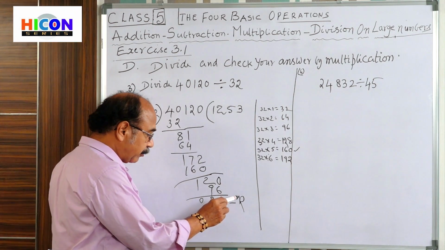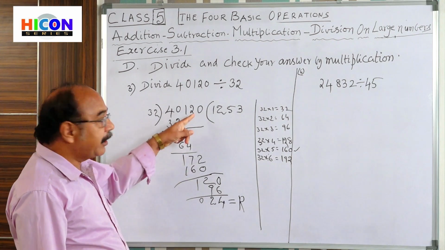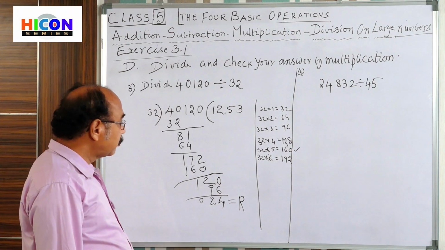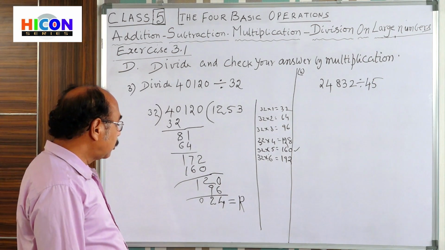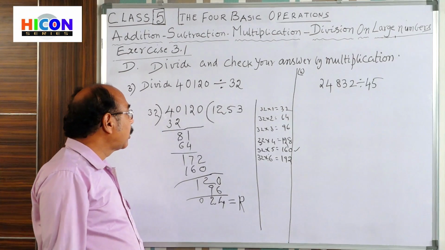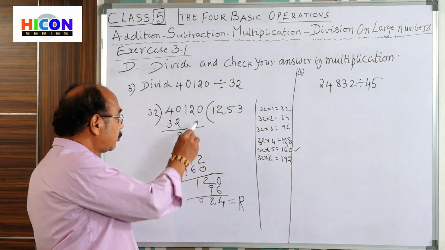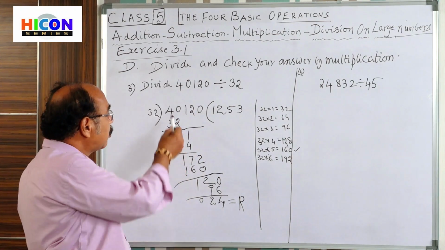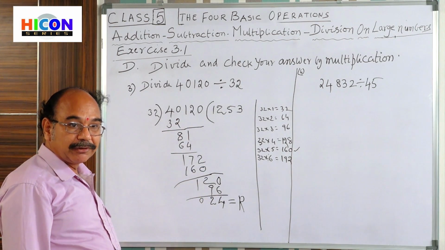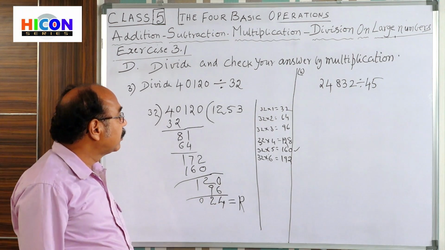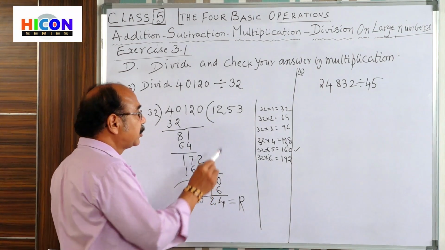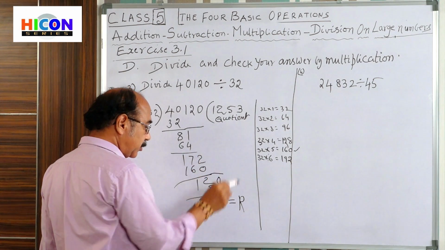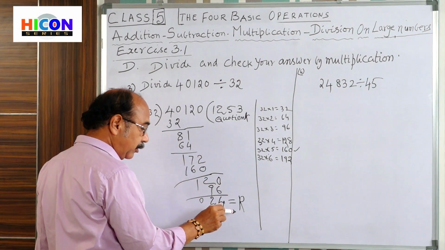24 is the remainder. In the dividend, all the digits are finished. So to bring down, there are no digits left in the dividend. 0 is also already taken. After 0, no numbers are left. That's why the division ends. This is called the quotient. This is called the remainder.